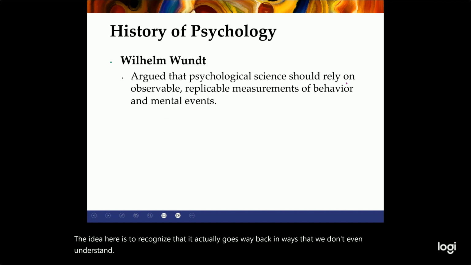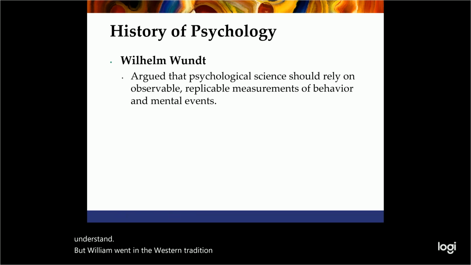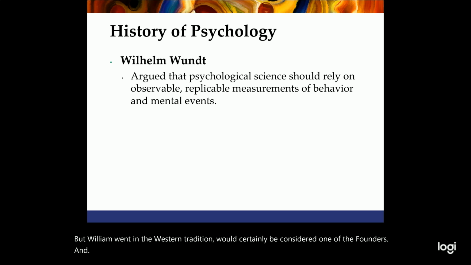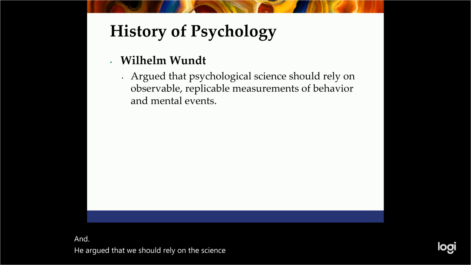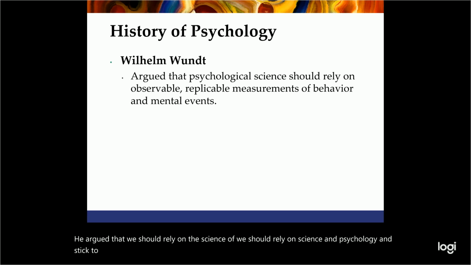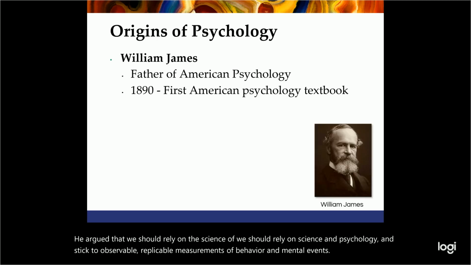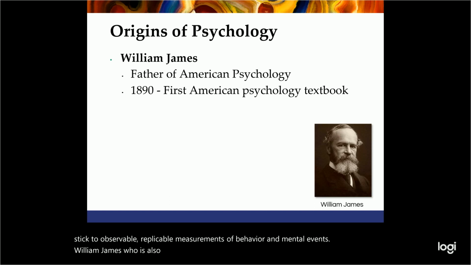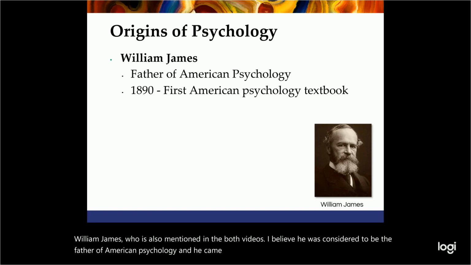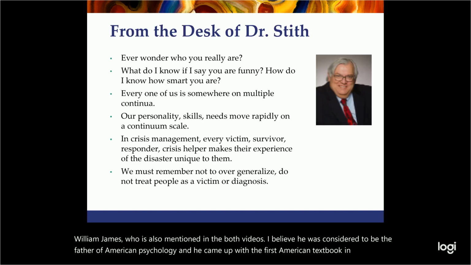But William Wundt in the Western tradition would certainly be considered one of the founders. And he argued that we should rely on the science of psychology and stick to observable, replicable measurements of behavior and mental events. William James, who is also mentioned in both videos, I believe, was considered to be the father of American psychology, and he came up with the first American textbook in 1890.